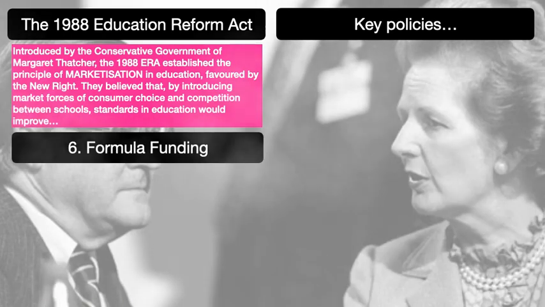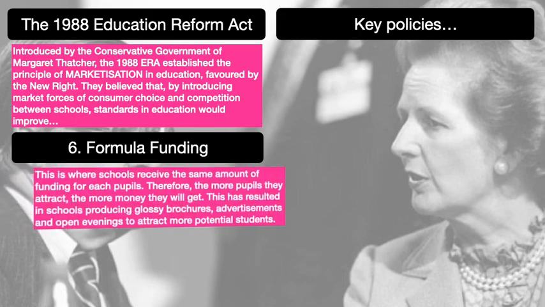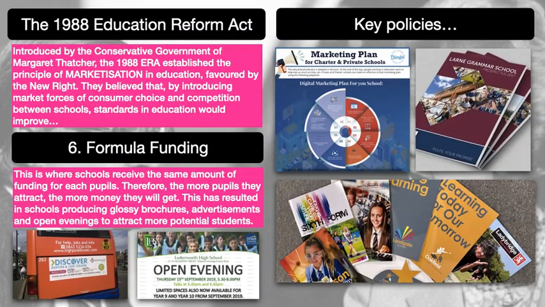And then finally we have this notion of formula funding, and this is where schools receive the same amount of funding for each pupil. Therefore, the more pupils they attract, the more money they'll get. And this has resulted in schools producing glossy brochures, advertisements and open evenings to attract more and more potential students, making students into a kind of commodity.